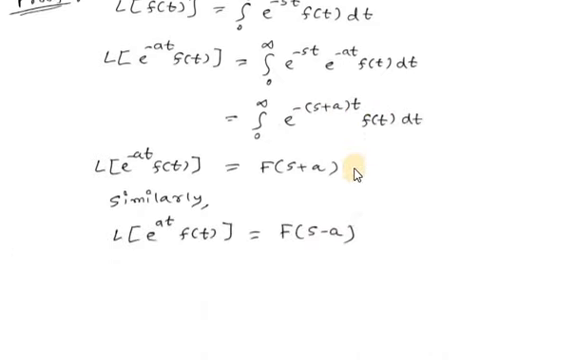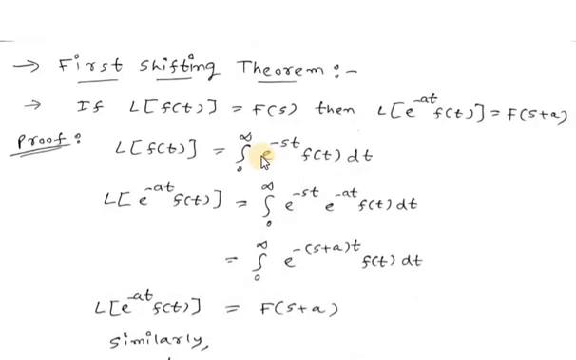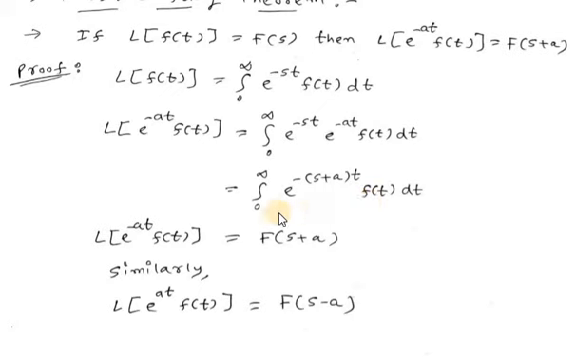Now you can see that integration from 0 to infinity e raised to minus st f of t dt, that is Laplace of f of t, and Laplace of f of t is nothing but F of s. So this integration is F of s, if you have s over here and f of t over here, and the limit of integration is from 0 to infinity. Now similarly, you can see this result. In place of s we have s plus a. So definitely this whole integration will become F of s plus a.